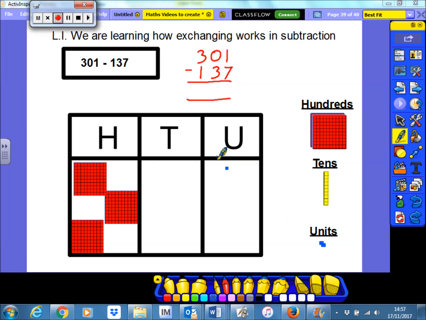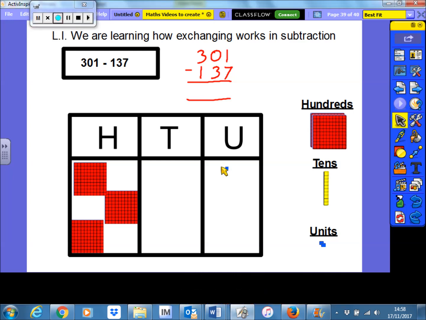Now, our final subtraction sum here is a little bit more complicated, and it's the kind that people get wrong all the time. So we have 301 take away 137. And the first calculation we're going to need to do is 1 take away 7. So if we have a look in the units column, we only have 1 unit. We cannot take away 7. But there's a problem. We have no tens from which we can exchange. So instead, we're going to have to exchange from the hundreds.